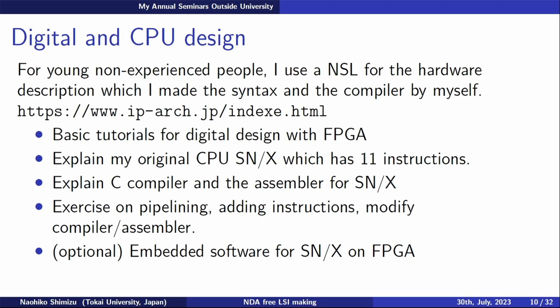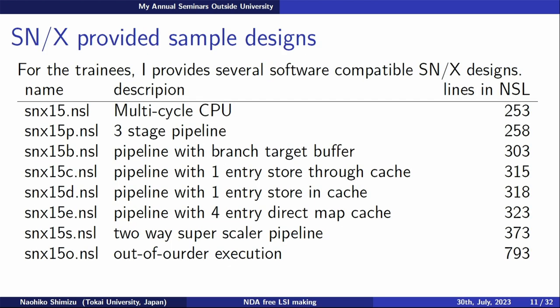Okay. And for the digital and CPU design course, this is a 2-day course, and sometimes we can use 3 days. In that case, we use embedded software on the FPGA. I use my original CPU. It has only 11 instructions and is very small. I provide a C compiler and assembler for it. Attendees exercise by modifying the CPU for pipelining or adding instructions, and modify the compiler and assembler to get more performance. The sample example that I provide is like that.